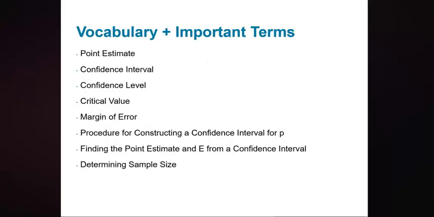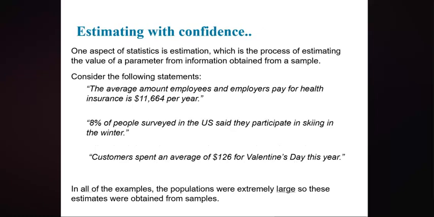Here is some important vocabulary you're going to see throughout this video. Now, one aspect of statistics is estimation, which is the process of estimating the value of a parameter from information obtained from a sample. Remember, a sample is a subset of the population. So the average amount employees and employers pay for health insurance is this amount per year, or 8% of people surveyed said they ski. In all of these examples, the populations are extremely large, so the estimates have to be obtained from a sample.